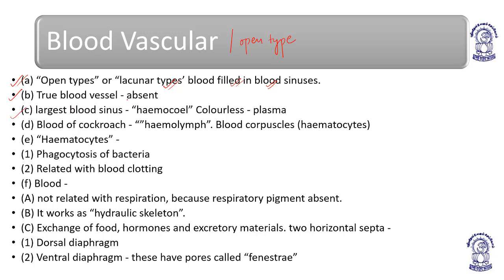The largest blood sinus is known as what? Hemocoel, which contains colorless plasma. Blood of cockroach is known as hemolymph, and hemocoel is the largest blood sinus, having colorless plasma. Blood corpuscles, known as hematocytes, are present. So the blood of cockroach is known as what? Hemolymph, and the blood cells are known as what? Hematocytes.